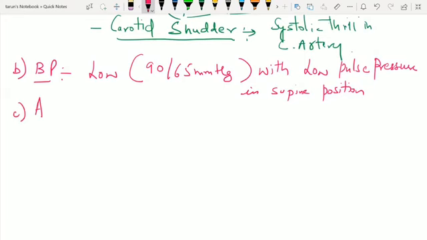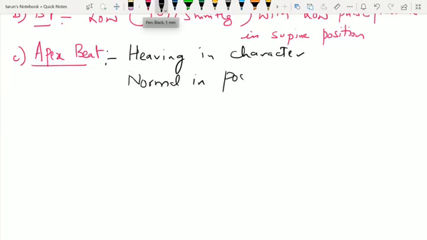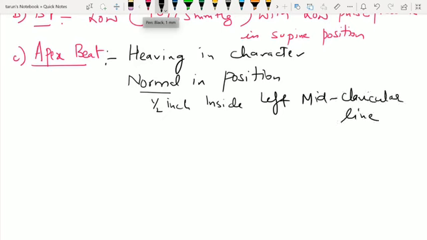Then about the apex beat, you will say apex beat is heaving in character, and the position is normal. The apex beat, normal position, that is half inch inside the left mid clavicular line, that is the normal position of apex beat in aortic stenosis, and heaving character.